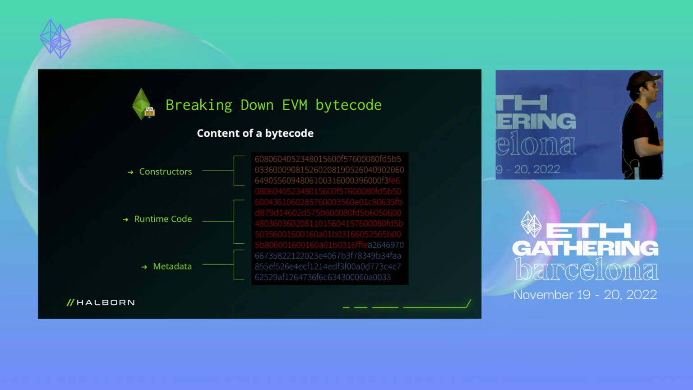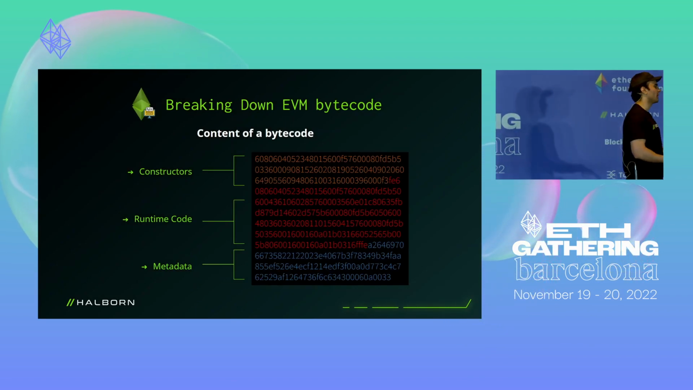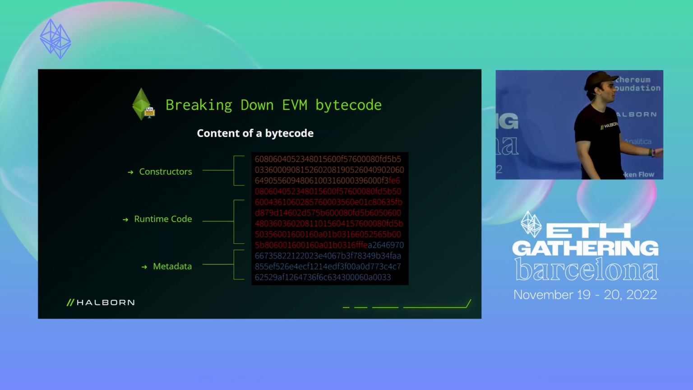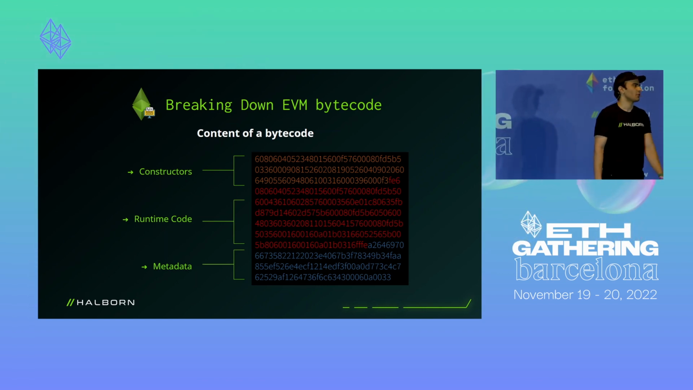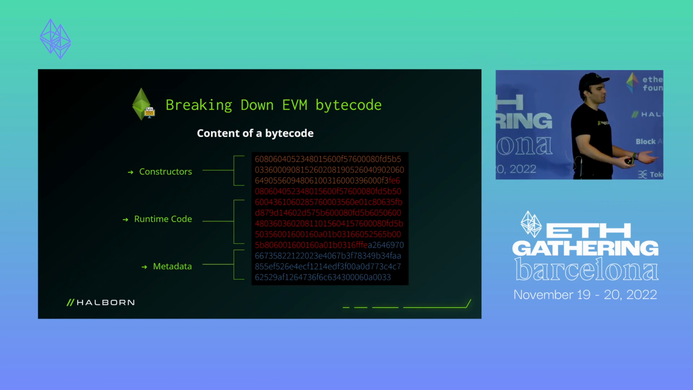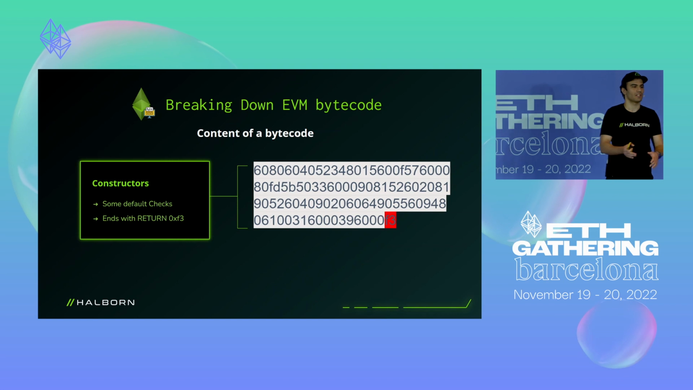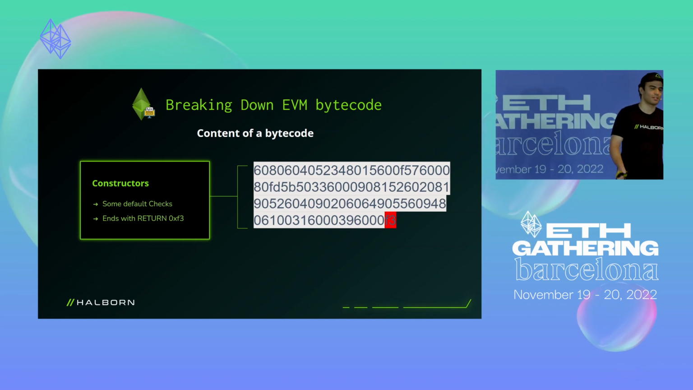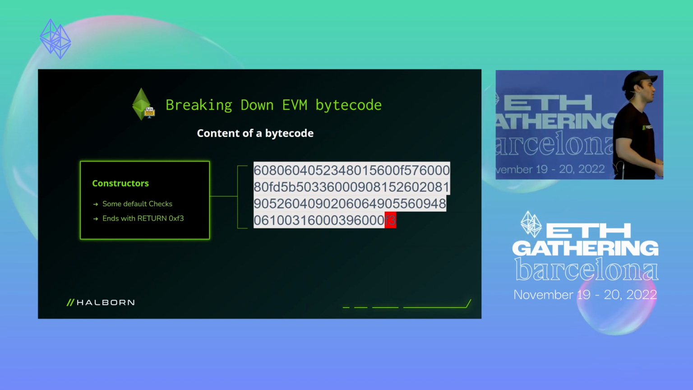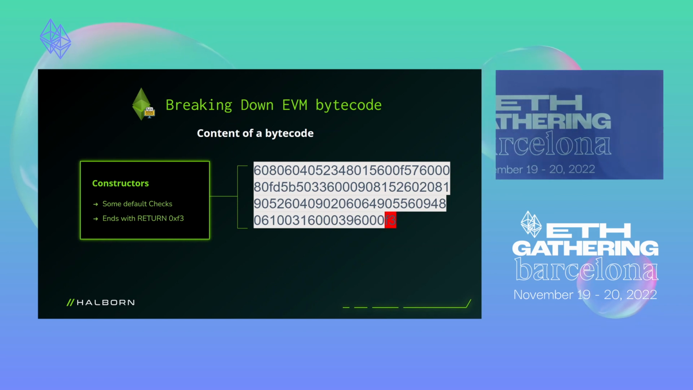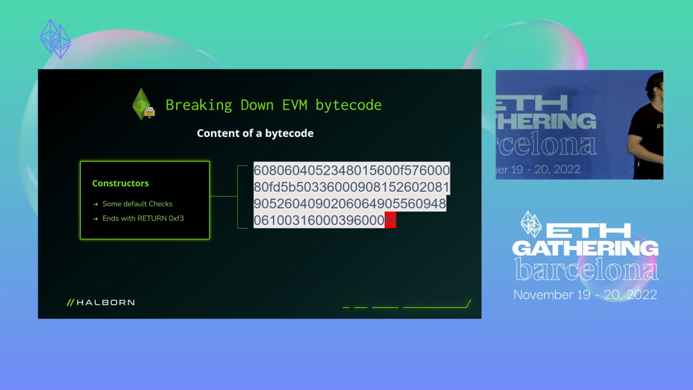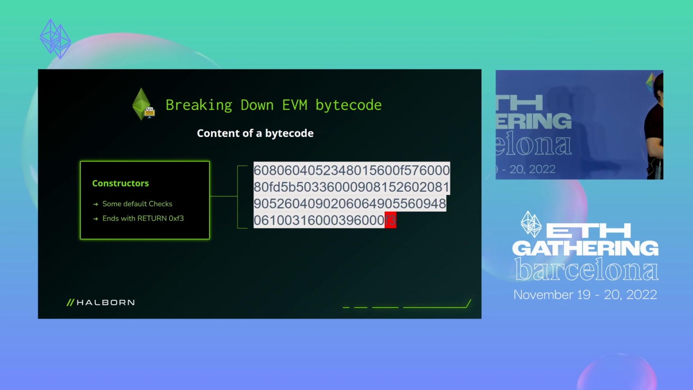We've got the constructor, we've got the runtime code, we've got the metadata. We'll talk about all of them, but we are mostly interested in the runtime code. The constructor is what initializes the contract. Once you deploy the contract, you're setting the values, the owner of the contract, maybe some other parameters during deployment. It mostly ends with a return instruction with the opcode F3 in hexadecimal.